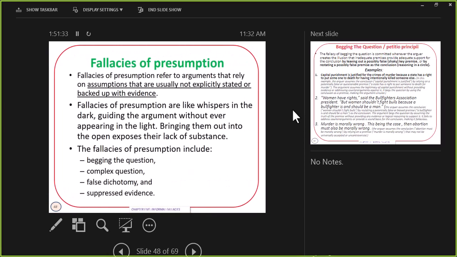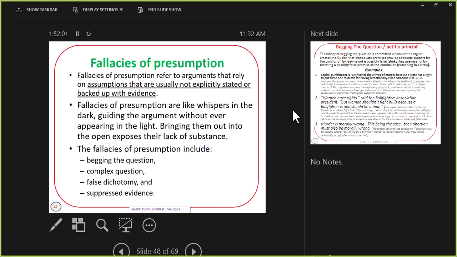Fallacies of presumption refer to arguments that rely on assumptions that are usually not explicitly stated or backed up with evidence. Fallacies of presumption are like whispers in the dark, guiding the argument without ever appearing in the light. Bringing them out in the open air exposes their lack of substance: begging the question, complex question, false dichotomy, suppressed evidence.